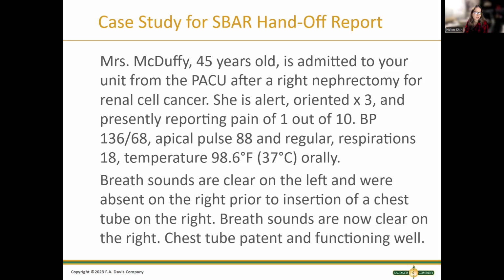going to include that she is alert and oriented x3, pain 1 out of 10, but we're going to record their blood pressure, their apical pulse, their respiration rate, and then their temperature. So that would be assessment. And then the recommendation would be to ensure that she maintains lung sounds in all four chest fields, and that her chest tube remains patent and functioning until all of the air has been removed from the chest.